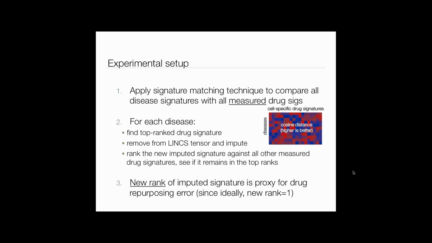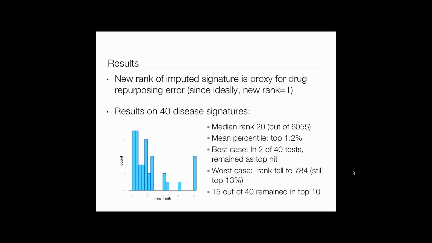Let me try to reiterate this process in a simpler way, since it's important to understand the results. In other words, I'm finding the strongest drug-disease connections, and then replacing that drug signature with an imputed drug signature and seeing if that connection remains strong. That new rank is how I'm measuring the strength of the new connection. And so here are my results. I just rewrote the same line on the next slide: the new rank of the imputed signature is a proxy for the drug repurposing error.